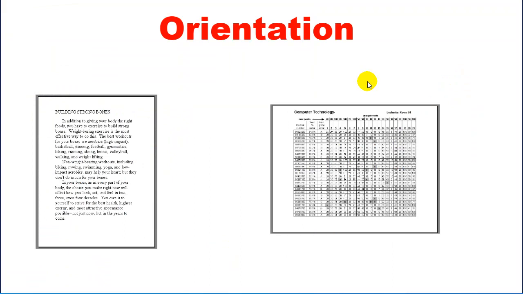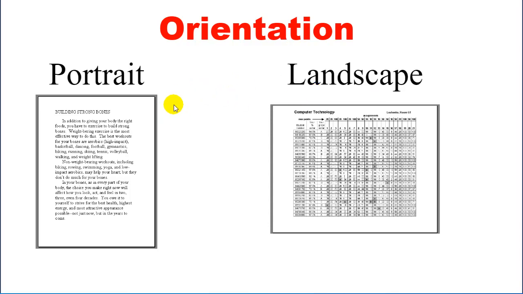Now I want to talk about orientation. Orientation means is the paper just straight up and down, or is the paper turned sideways? Straight up and down paper is called portrait orientation. But if you turn the paper sideways, that's called landscape orientation. There's portrait and landscape. Are you taking notes?